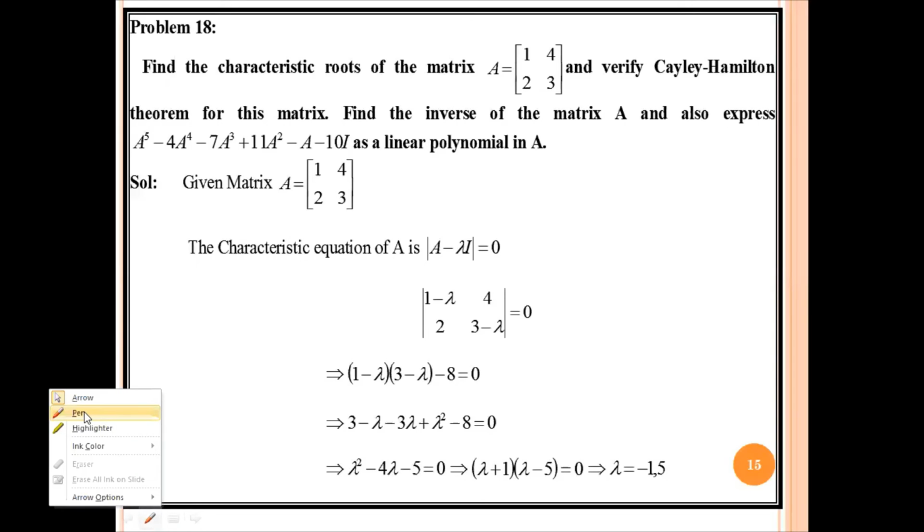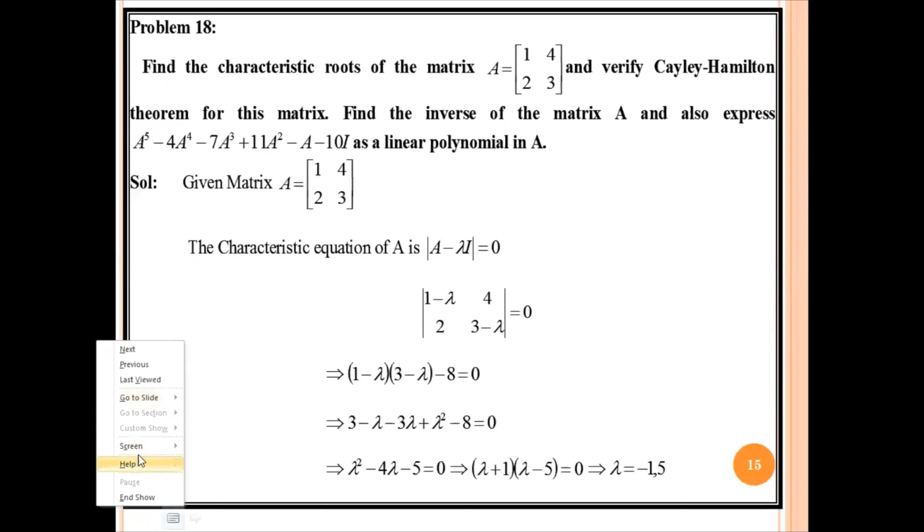So take the pen and the screen whiteboard. Just explain what is 4312. No, already explained about the characteristic equation. Here also A is given in the form of a 2 by 2, that is 1 4 2 3. Then what is the characteristic equation?